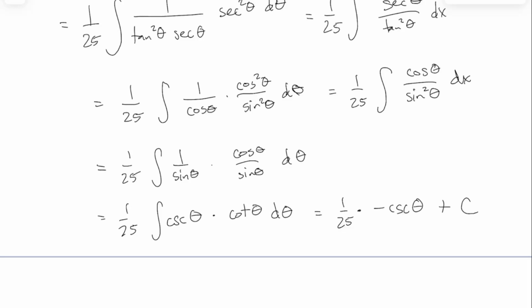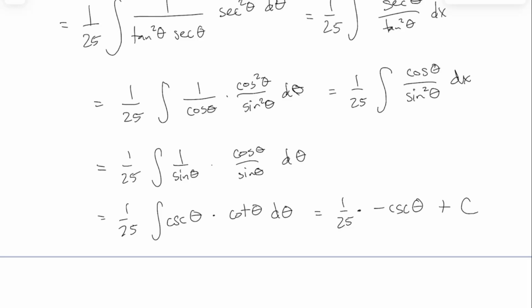And now we are pretty much done here. I said I had two ways of doing this, and you're not going to like either of them. The other way is right here you can do a u substitution. U equals sine theta, and then the du is cosine theta d theta. And so what we have here is 1 over u squared du, which you can integrate that way.